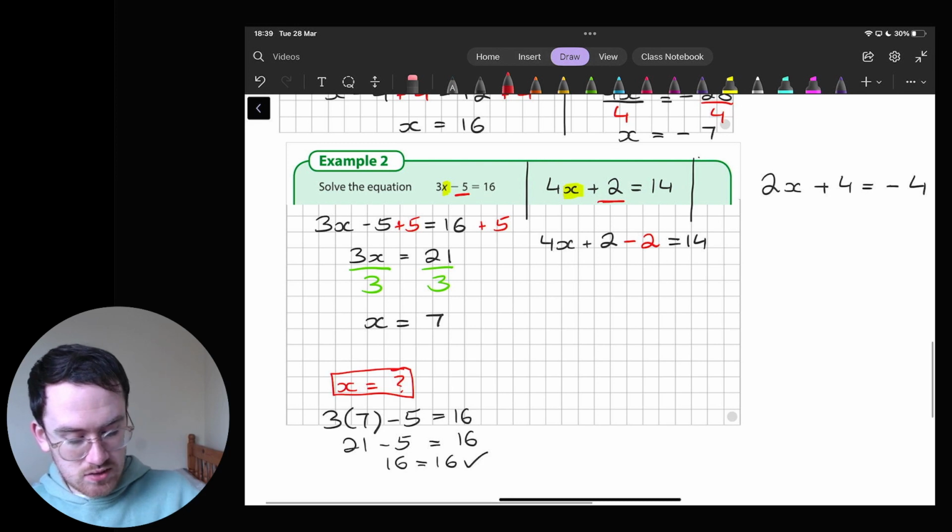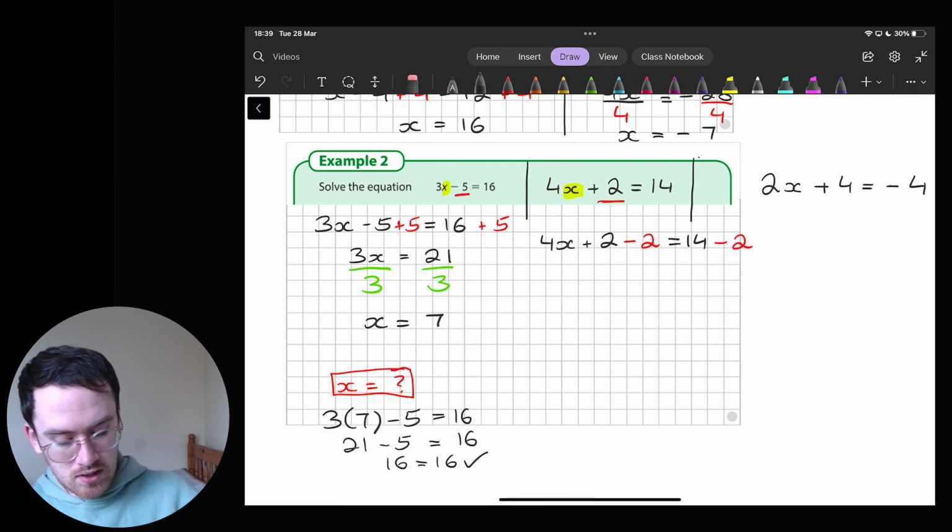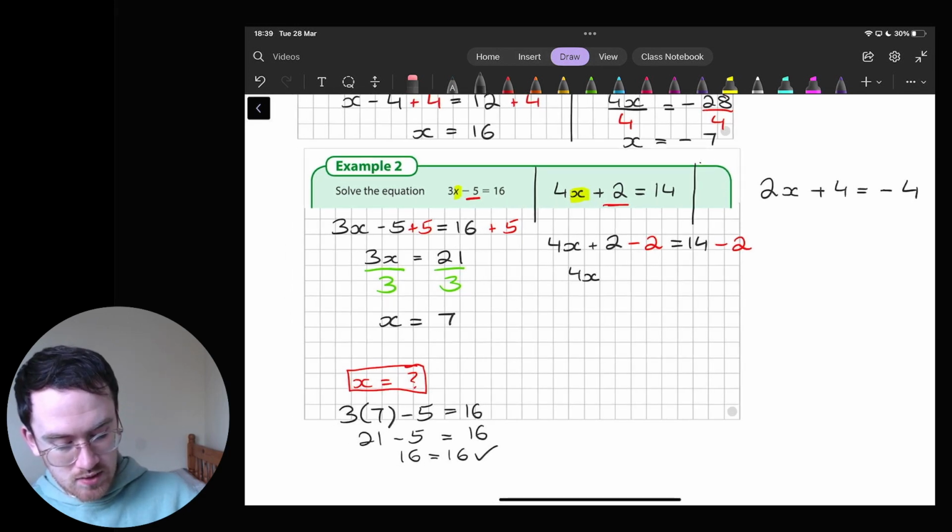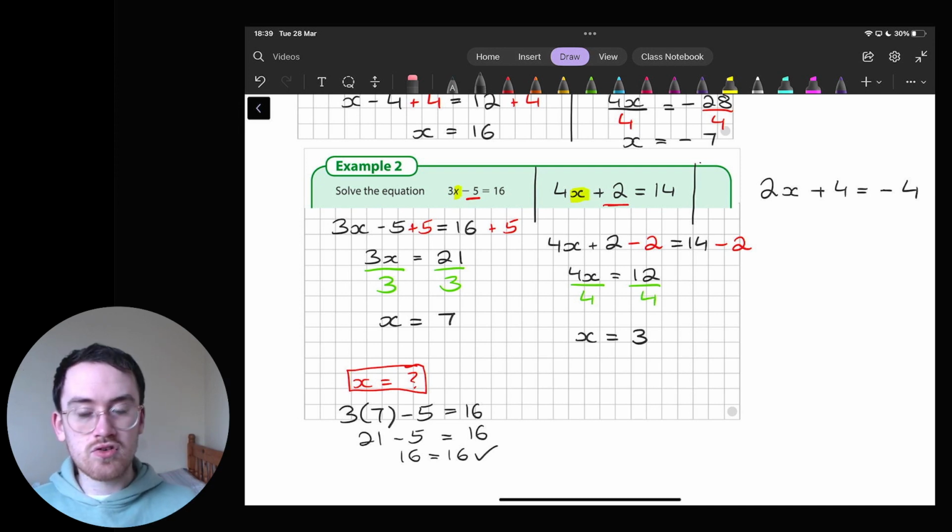14 minus 2. I get 4x equals 12. To get rid of this 4, I need to divide by 4, and I'll do the same on the other side. So I get x is equal to 3. Okay, so x is equal to 3 is my end result.